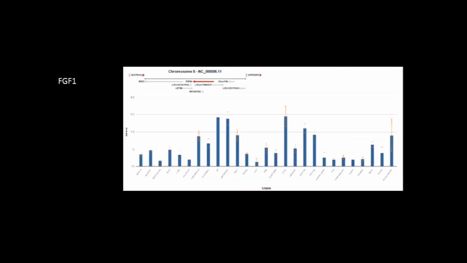Another is fibroblast growth factor, or FGF, which has been identified in autism and hypothesized as being the underlying cause of large autistic brain volume.